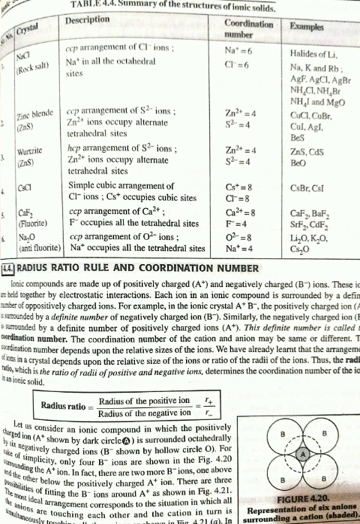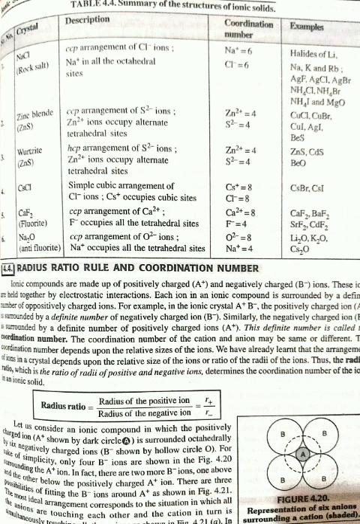that is r⁺/r⁻. Let us consider an ionic compound in which the positively charged ion A⁺, shown by a dark circle, is surrounded octahedrally by 6 negatively charged ions B⁻, shown by hollow circles. For the sake of simplicity, only 4 B⁻ ions are shown in figure 4.20 surrounding the A⁺ ion. In fact, there are 2 more B⁻ ions, one above and the other below the positively charged A⁺ ion. There are 3 possibilities of fitting the B⁻ ions around A⁺, as shown in figure 4.21.